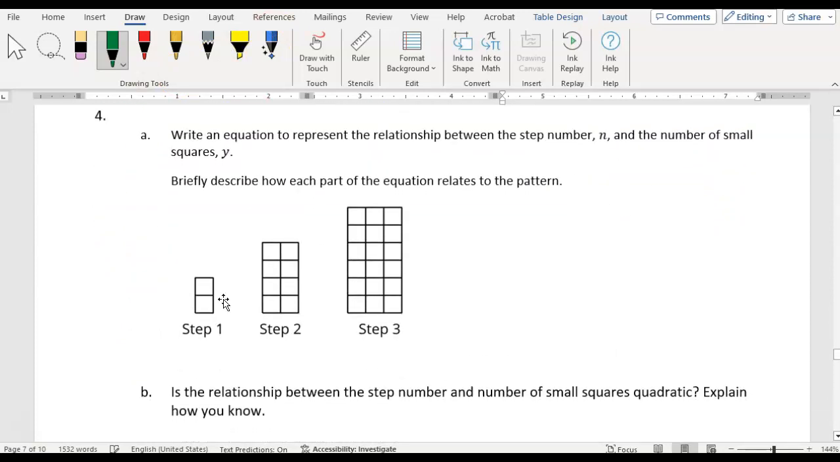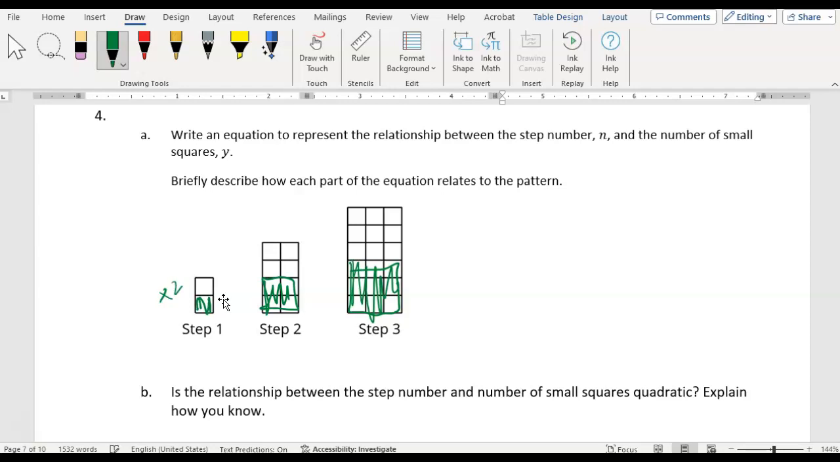All right. Number 4 says, write an equation to represent the relationship between the step number and the number of small squares. So remember, we're looking at quadratic. We're looking to find the square. So let's mark out our squares. This would be 3 times 3 because we have step 3. And then notice here, I'm adding 1, I'm adding 4, I'm adding 9. So this means, in essence, I'm multiplying this times 2.